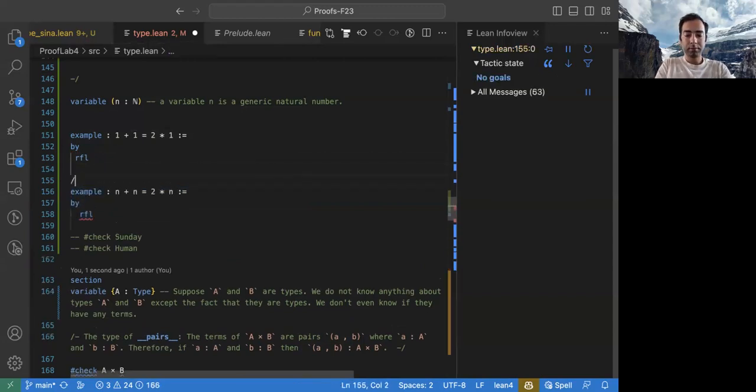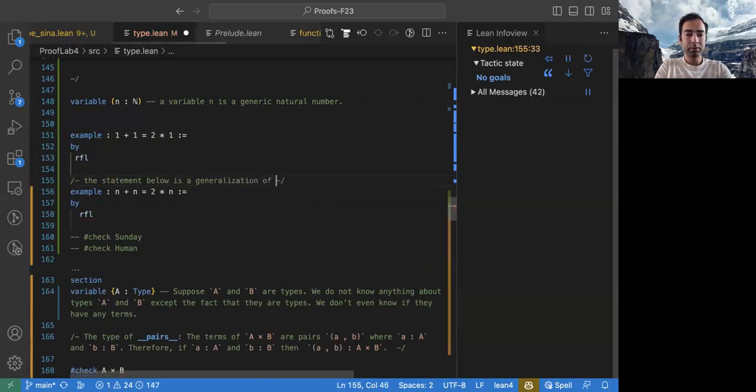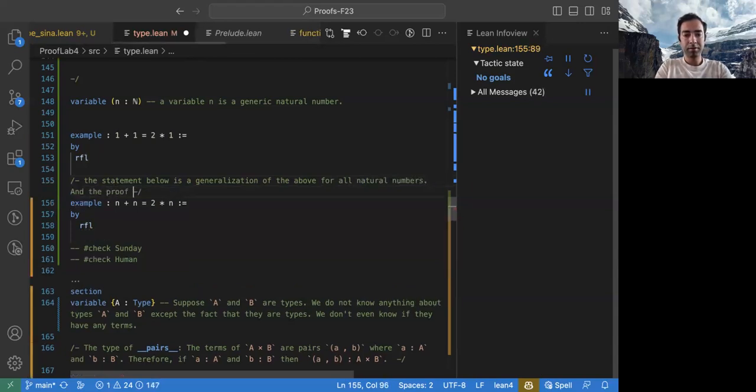So the statement below is a generalization, for all. And the proof cannot be as simple.